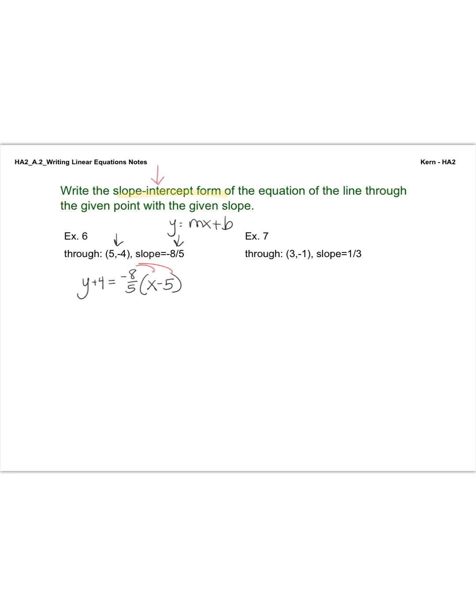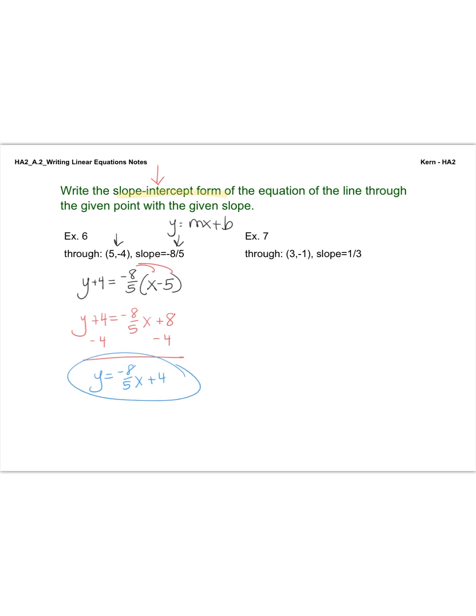So what I'm going to do is I'm going to distribute. When you're putting it in slope-intercept form, the whole goal is to isolate the y. So this becomes plus 8. Now I'm going to subtract 4 from both sides. And then I have y equals -8/5 x plus 4. And that's your answer.